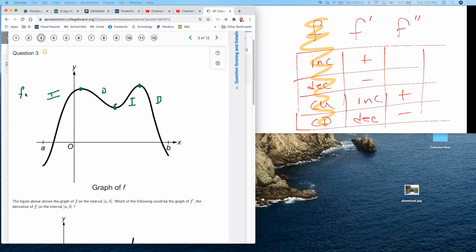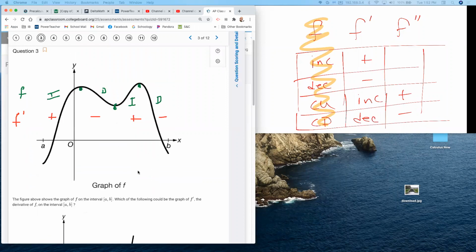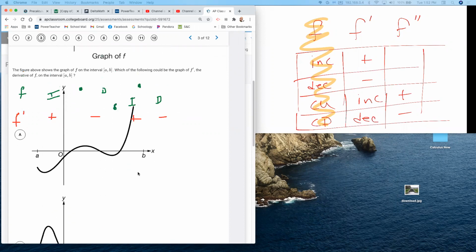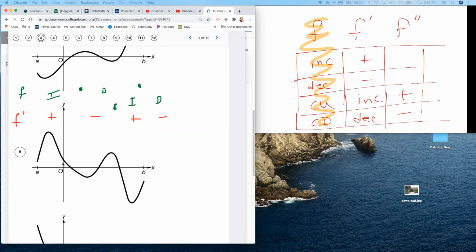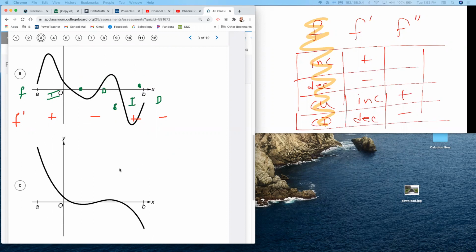If that's what's happening with F, then what would make sense is F prime would need to be going from positive to negative to positive to negative at those same values, roughly. Does that make sense? Anybody have any questions on that? So we need a graph that goes from positive to negative to positive, and that one doesn't do it. Now that one's going from negative to positive. So this one's going from positive to negative to positive to negative. So that could be it.